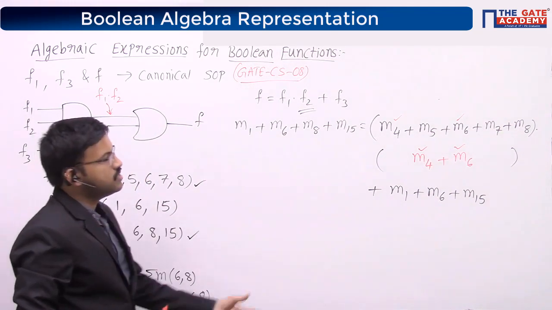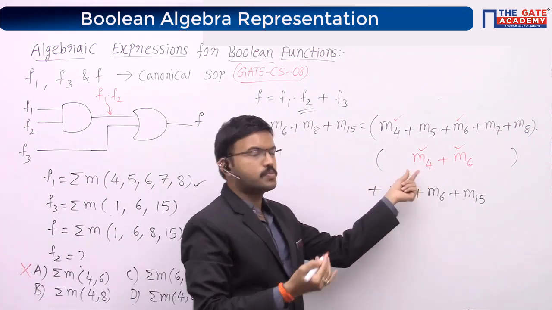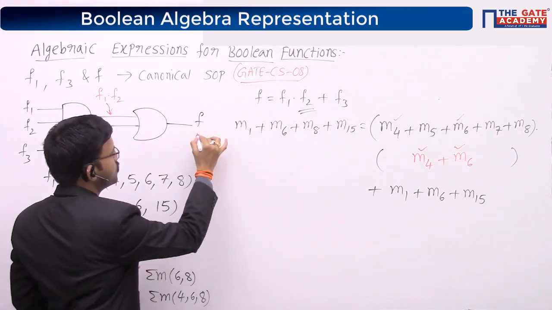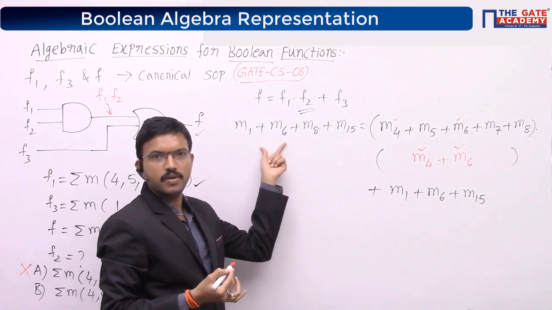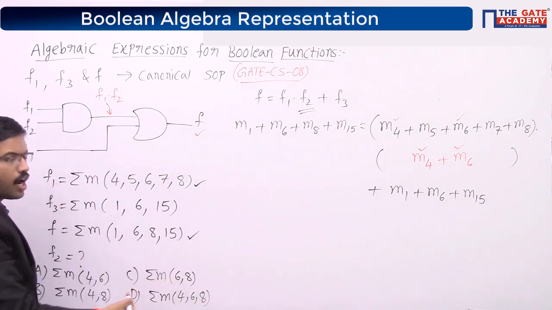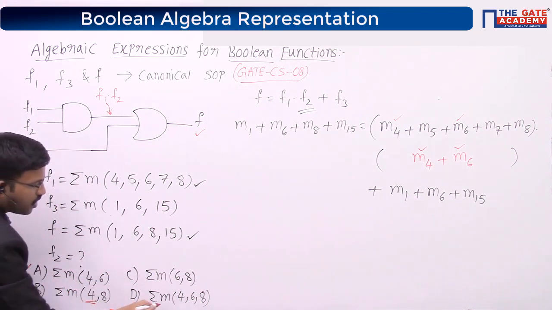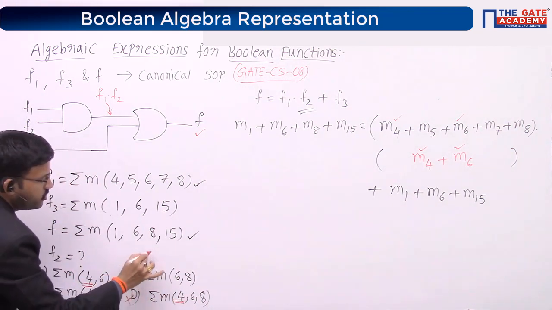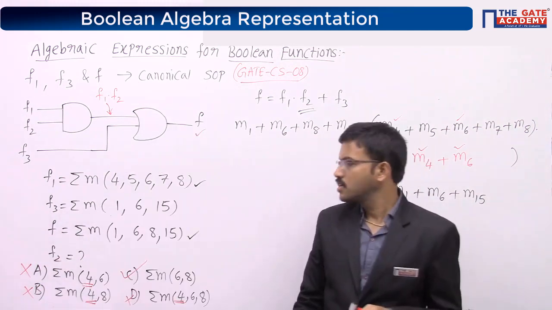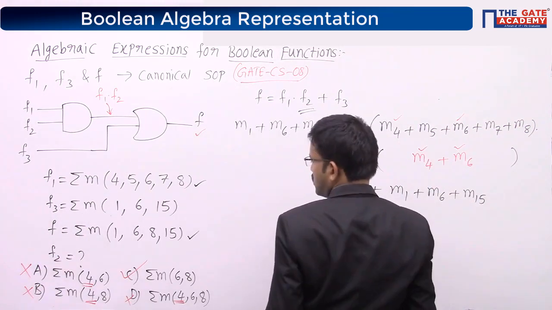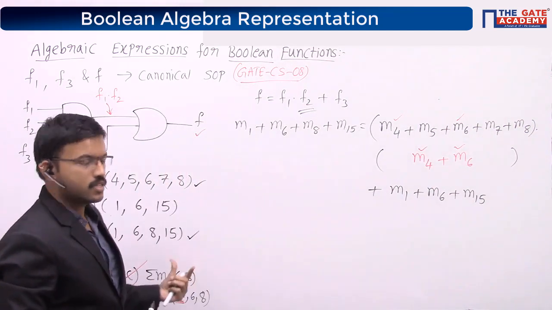Since here we are getting M4 as the output, but in the overall output F, I don't have that particular minterm. So just look at the options. Whatever the options contain 4, all those are wrong. So obviously option C will be the correct one. Let us see whether it is true or not.